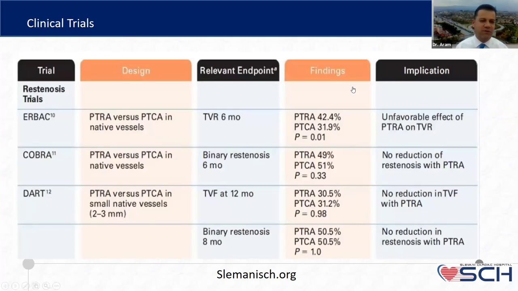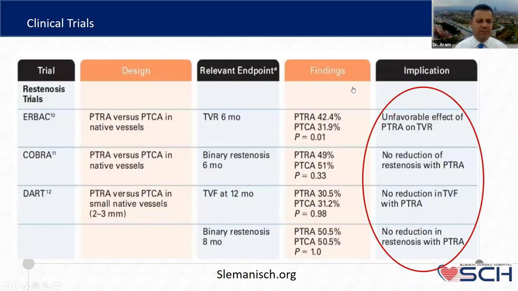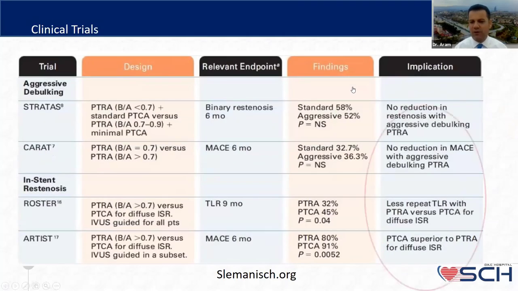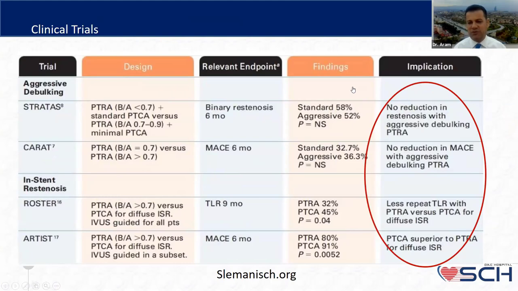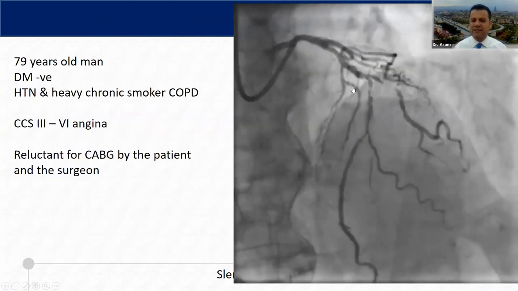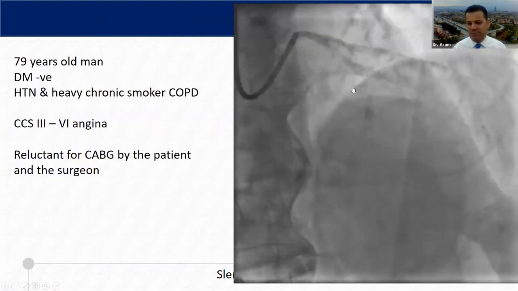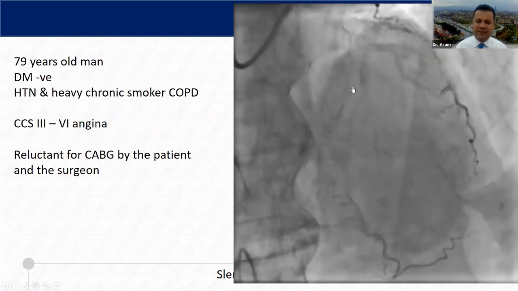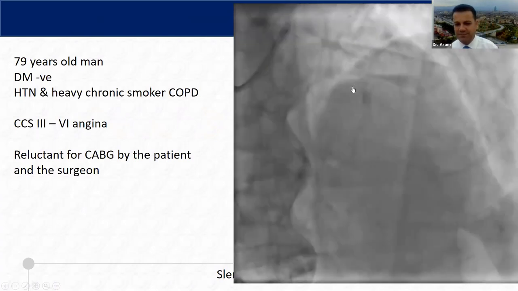And these are examples of all the trials, like ROTAXUS, COBRA, and others. No trial has shown that the rotablator is superior to plain balloon angioplasty and stenting in terms of future TLR.